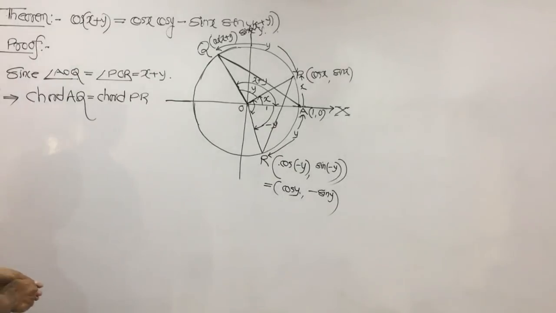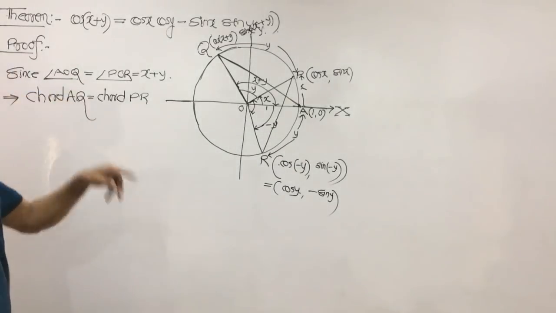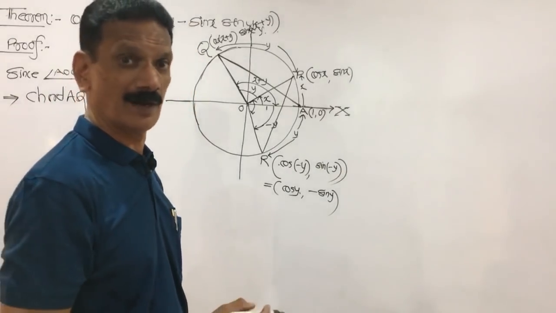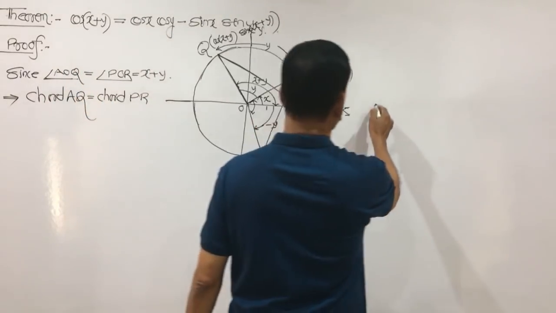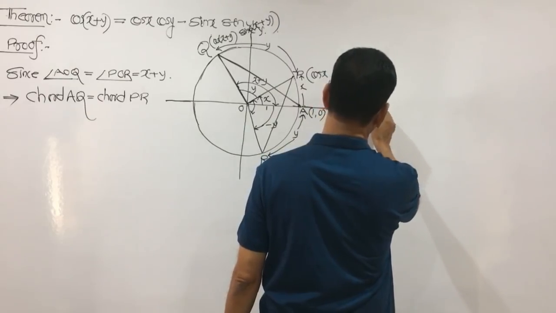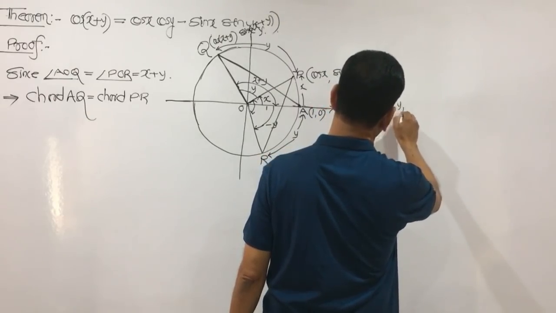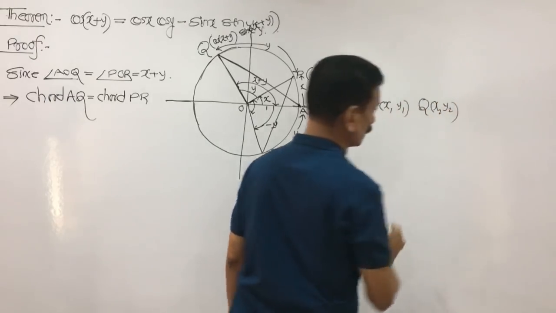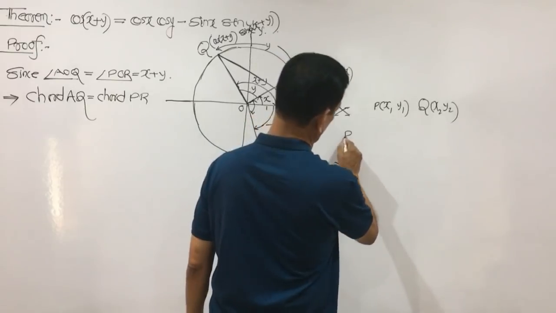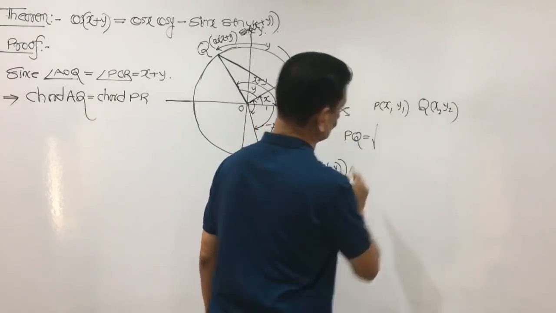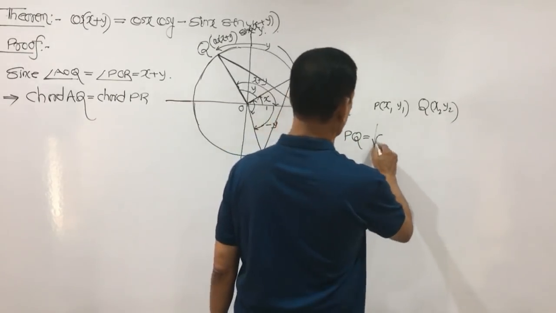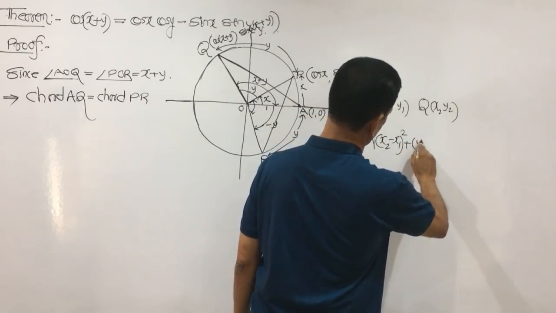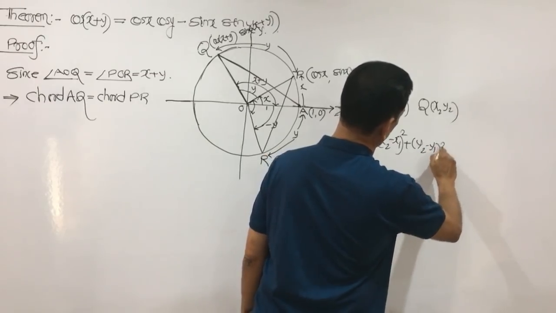Now chord AQ: you know how to find it by the distance formula, the distance between two points. If P is a point whose coordinates are x1, y1, and Q is a point whose coordinates are x2, y2, as you have studied in school, then the distance PQ by the distance formula is given by the square root of x2 minus x1 whole square plus y2 minus y1 whole square.